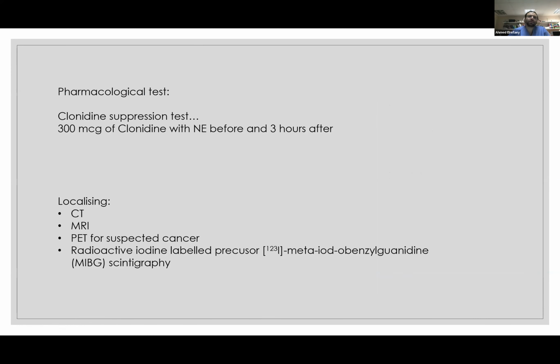So we can use a pharmacological test, which is called the clonidine suppression test. We give the patient 300 mics of clonidine, and we measure the norepinephrine before giving it and 3 hours after. And we just need to understand what we are trying to achieve from this test, because the pheochromocytoma is not the same as the normal medullary tissue.